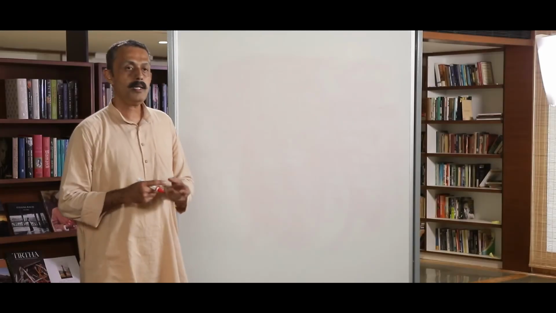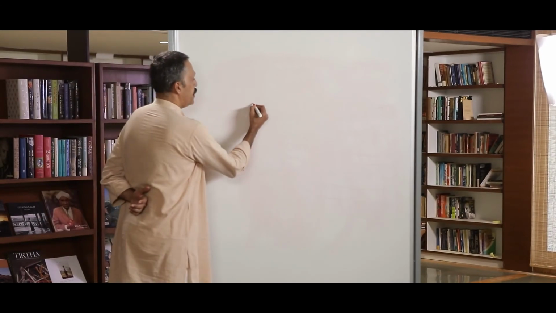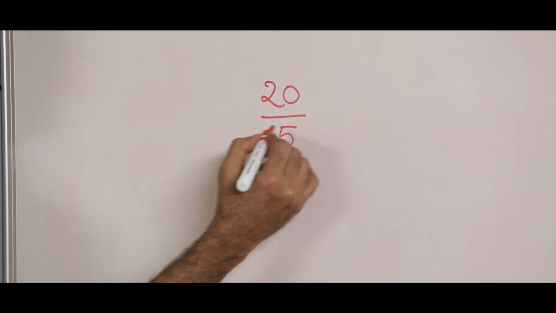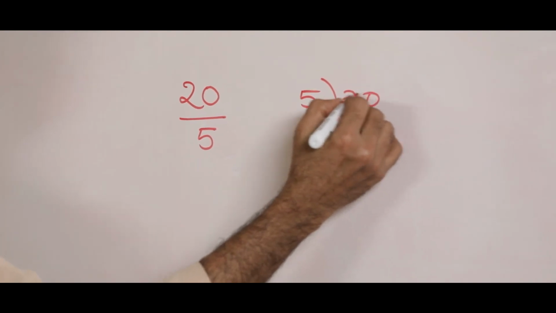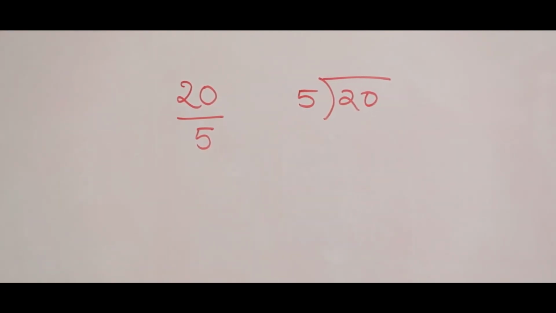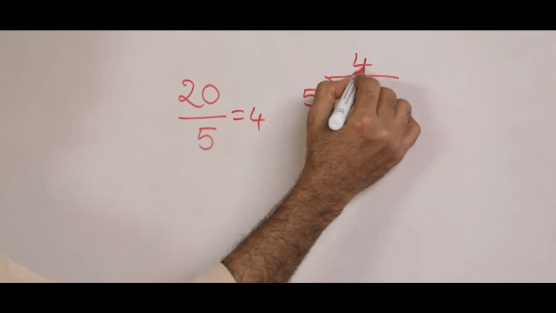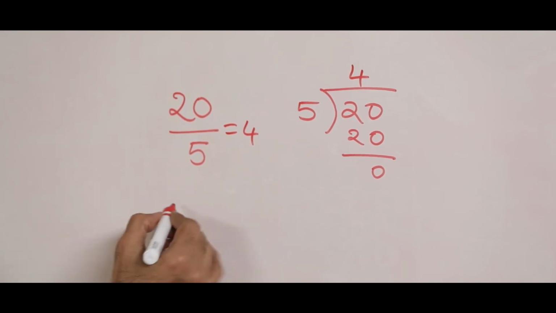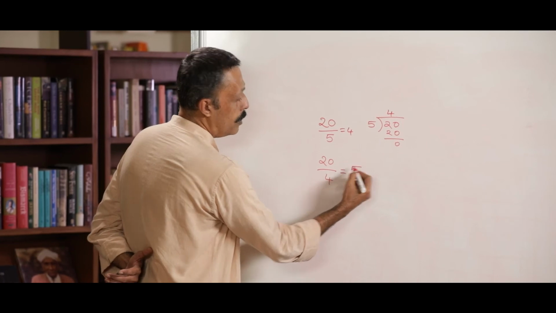Now, let us look at some of the facts, division facts. That is what we call them. Let us take this as an example. 20 divided by 5. We can write it in two different ways. If we divide 20 by 5, what do we get as an answer? 4. If we divide 20 by 5, we get 4. If we divide 20 by 4, we get 5.